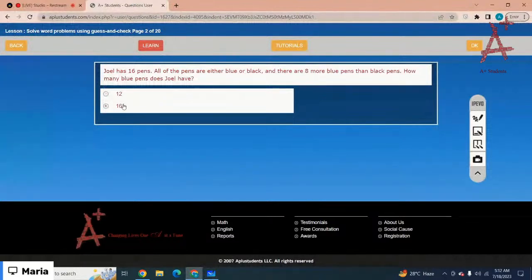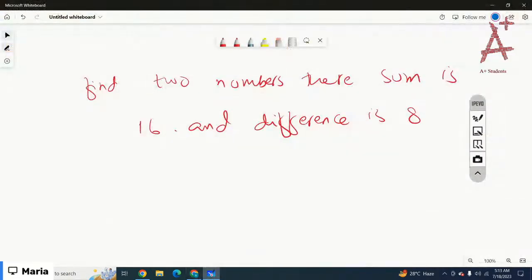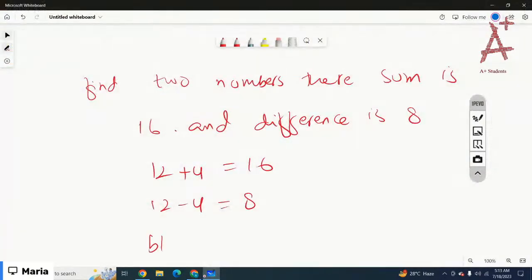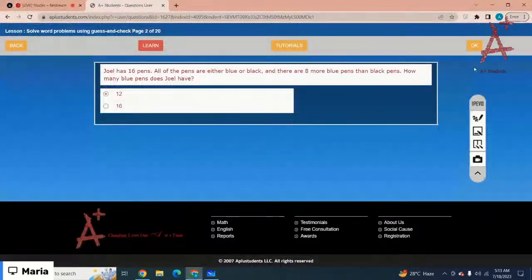12 and 4. 12 plus 4 makes 16, isn't it? And you can see there are 8 more blue pens. The correct option is 12 plus 4 makes 16, and when you subtract 12 take away 4 it makes 8, isn't it? So in the question you are given, you have 8 more blue pens than black pens. Blue pens are 12, because blue pens are 8 more, black pens are 4, and blue pens are 12. Black pens are just 4. Got it? So it is 12.